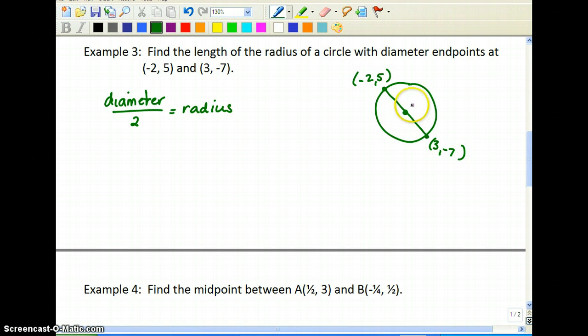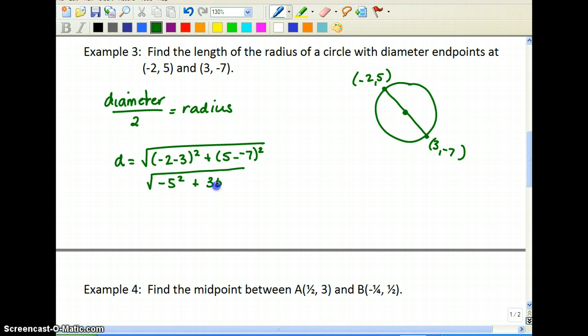Some other people would say, well, can't you find this midpoint and then do the distance formula here? You certainly can. You can do it either way. I'm going to do it this way. Find the length of the diameter. So the diameter is equal to the square root of -2 minus 3 squared plus 5 minus -7 squared. That's going to be -5 squared plus 12 squared.